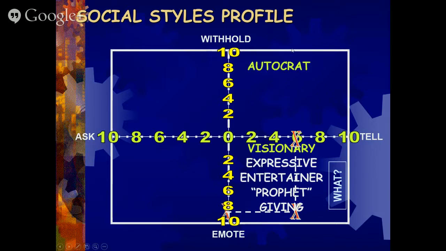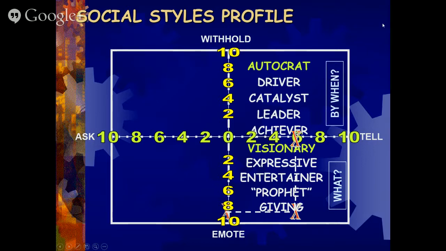The second kind of person, if you ended up in the top right-hand quadrant, you're a person who withholds your feelings and you tend to tell people what to do, is the autocratic leader. The person who is what Wilson Learning calls a driver, a person who makes things happen, who is a catalyst, who gets things started, and very much operates on the basis of stepping to the front as the leader. For them, achievement is the most important thing. And so for them, the question is not what, but by when are you going to deliver?